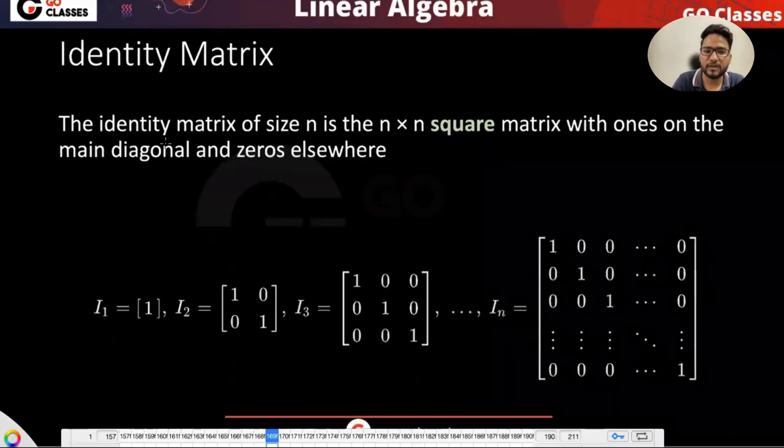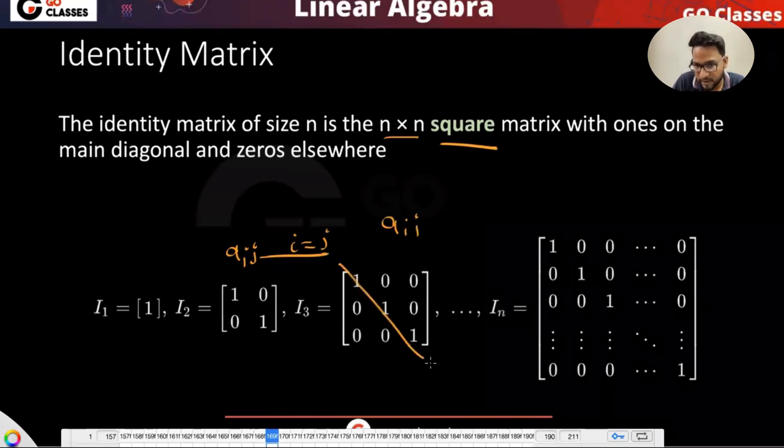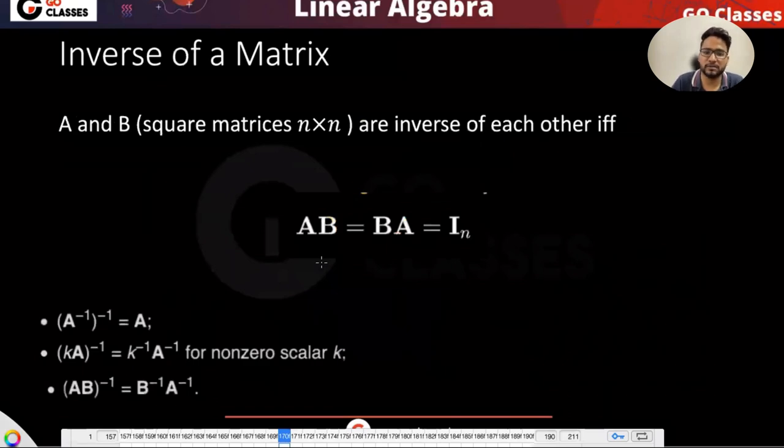So identity matrix is a matrix that is having ones on the principal diagonal. It is a square matrix. First of all, square matrix means the number of rows and the number of columns are equal. This is an n cross n matrix, which is a square matrix. And on the main diagonal means where a_ij, if you are having a_ij, then i equals j. Since it is a square matrix, the main diagonal is this one. So it is 1 cross 1, 2 cross 2, 3 cross 3, like that. So this is the identity matrix, and everywhere else is 0. You might already be knowing this, obviously.